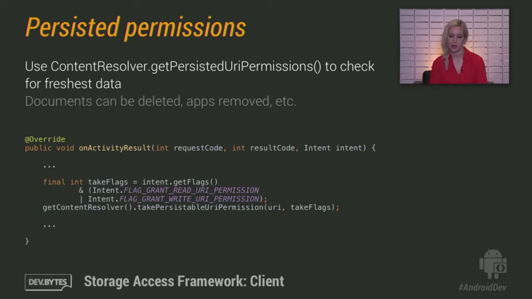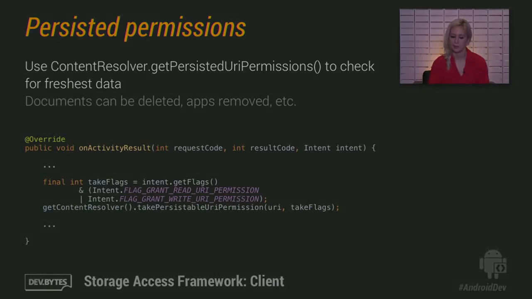The system won't do this automatically for you. Your app has to explicitly request that the permissions be persisted. This is a security measure, so it's a good thing. One last note, you may have saved the most recent URIs your app accessed, but you should still always use ContentResolver getPersistedUriPermissions to check that you have the freshest data. Other applications could delete documents, apps could be removed, so make this check to make sure your data is right.